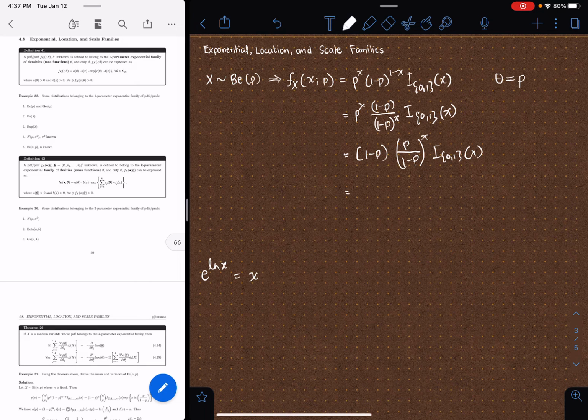And then I'm going to write the expression p over 1 minus p to the x as, let me follow first the indicator function.